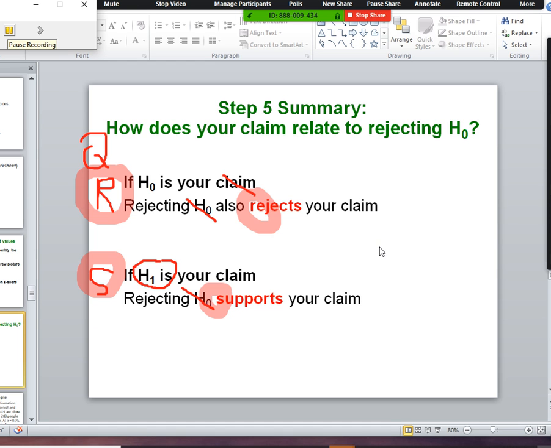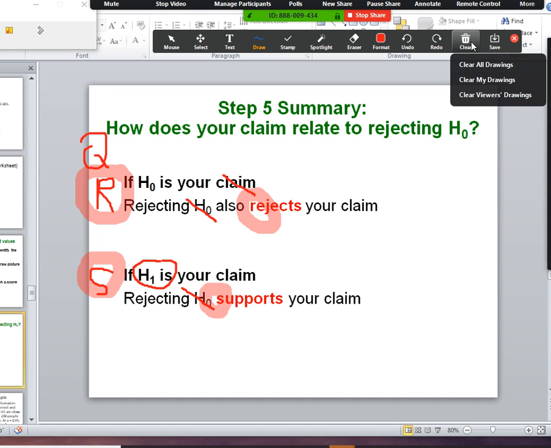If you were going home to your family, you wouldn't say, oh, hey, we did this great test and I rejected H naught. They have no idea what you're talking about. You'd say, oh, I did this great test and I found out that it really is true that the proportion of people who like rock music is more than 80% or something like that. You'd state what it is in terms of your claim. And again, R for reject, that goes with H naught because rejecting H naught rejects your claim if H naught's your claim. And S for support goes with H1 because rejecting H naught supports your claim. Right? Rejecting H naught is good for your claim.